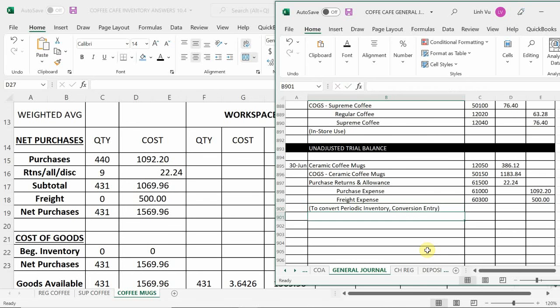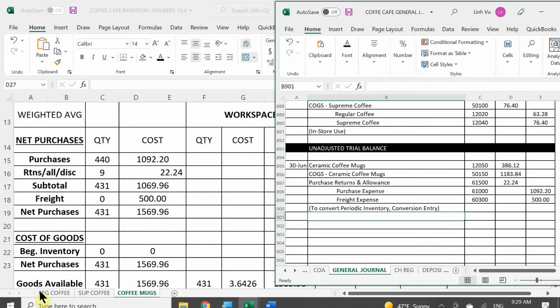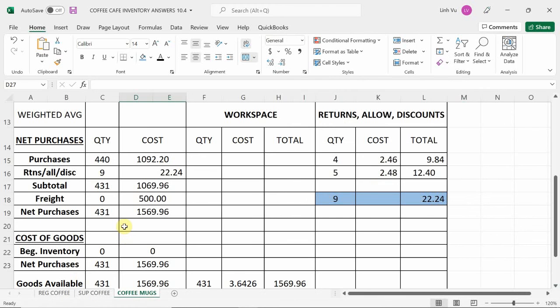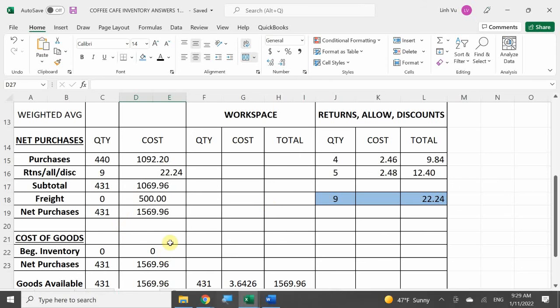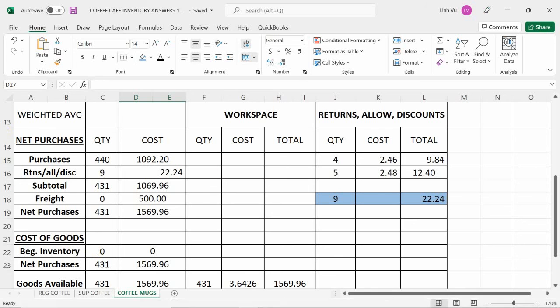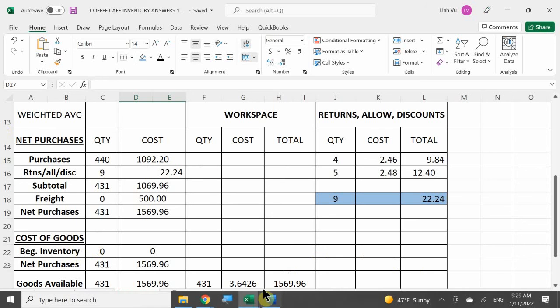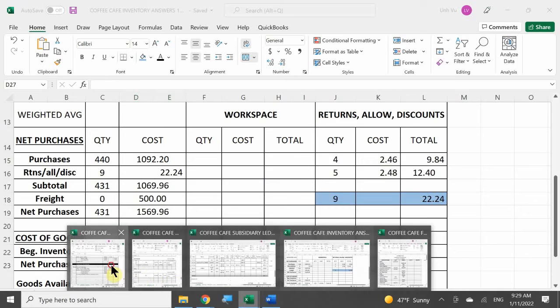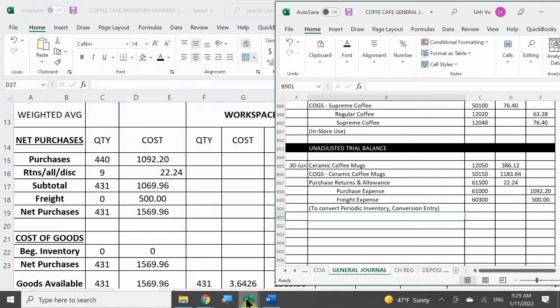Something along the lines of conversion entry. So your inventory worksheets that you already solved for, save them because you won't need them anymore. You're completely done with your inventory worksheet. We already have the regular and the supreme coffee. Those are already adjusted because they are what the ending balance is. The only thing you have to do here is convert your coffee mugs into actual inventory, so you don't need your inventory worksheet anymore.